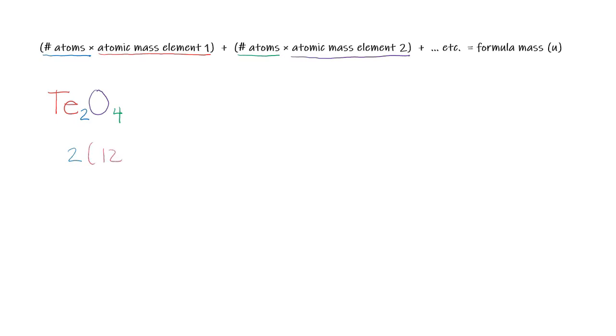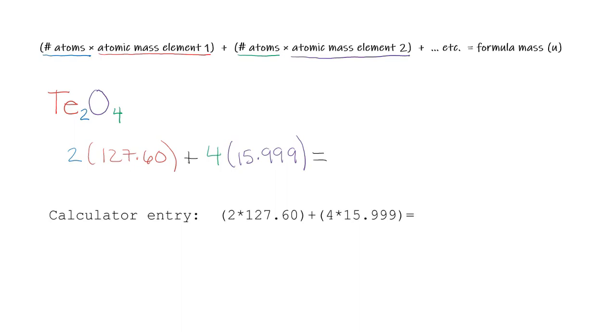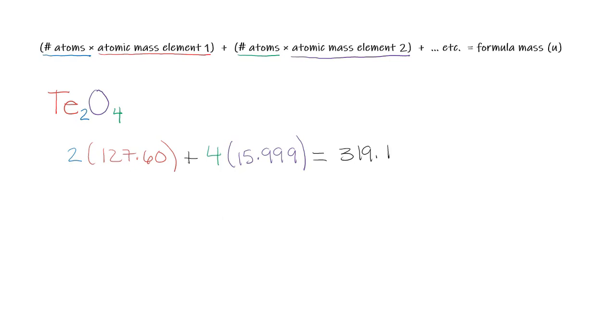To set up the problem, we write the number of tellurium atoms, 2, times its atomic mass, 127.60, plus the number of oxygen atoms, which is 4, times its atomic mass, 15.999. I encourage you to use the parentheses in your calculator so there are no calculation issues. So the calculation is parentheses 2 times 127.60 parentheses plus parentheses 4 times 15.999 parentheses equals 319.196.